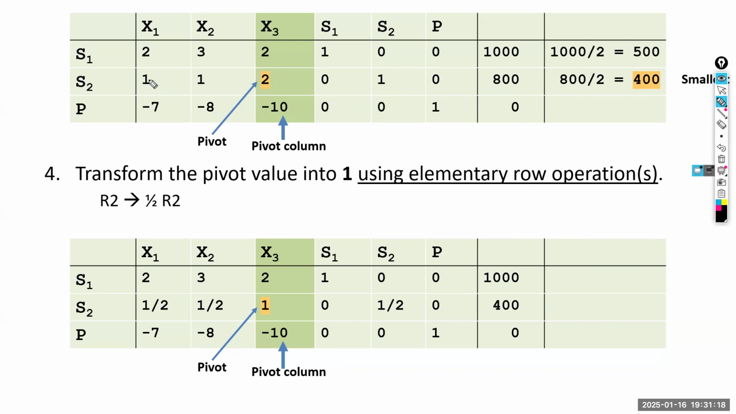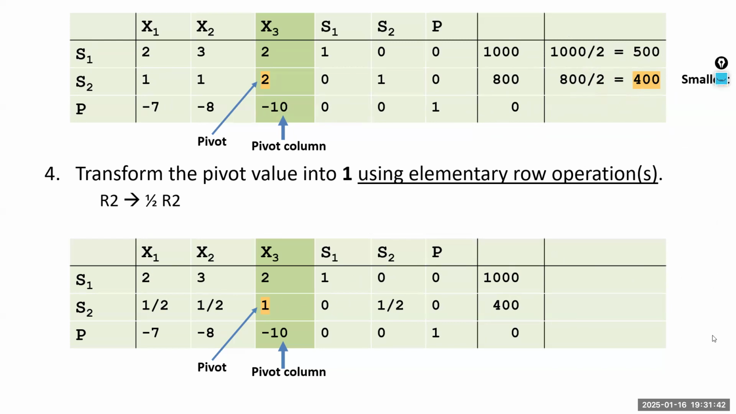So how to make it 1? You just multiply this row by half. Then 1 becomes half, 1 becomes half, 2 becomes 1, 0 is still 0, 1 becomes half, 0 is 0, 800 becomes 400. So this is a temporary column. Once you find the pivot value, you forget about that, right? But this, you keep continuing. Now we have made it 1.